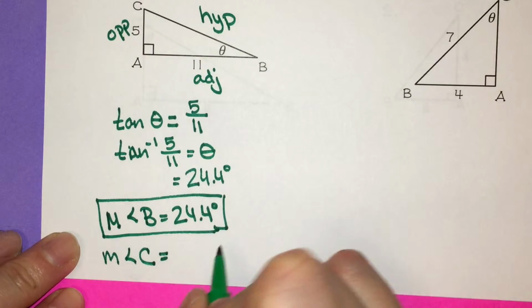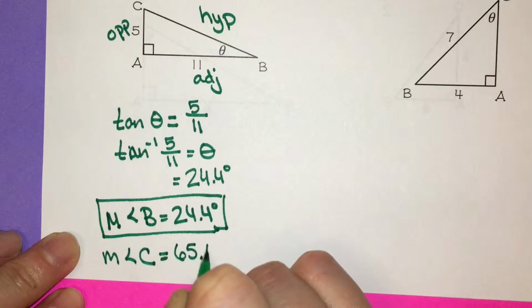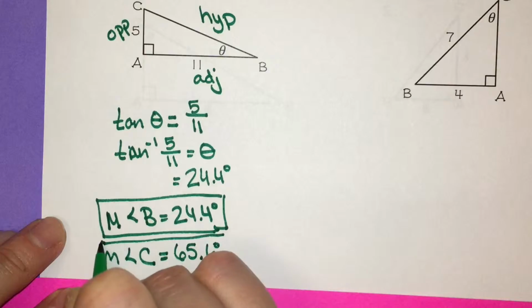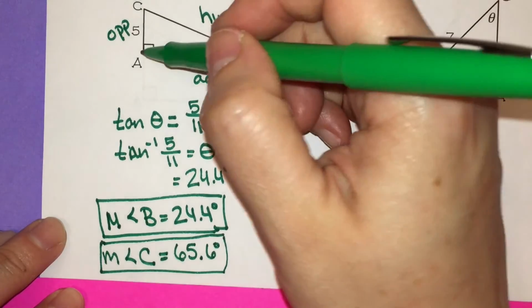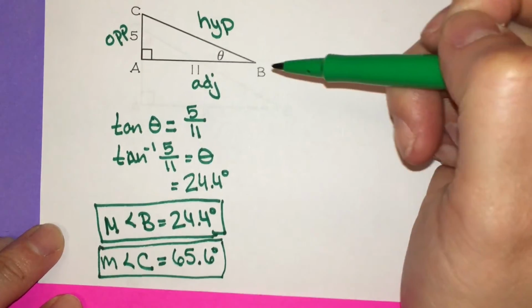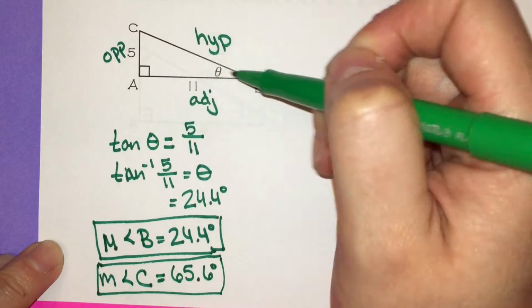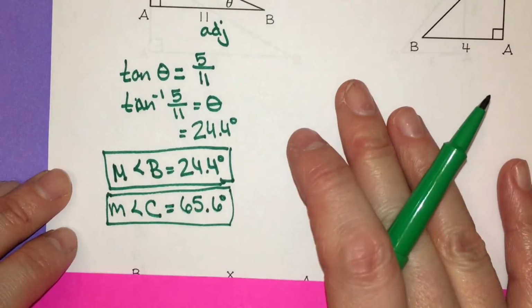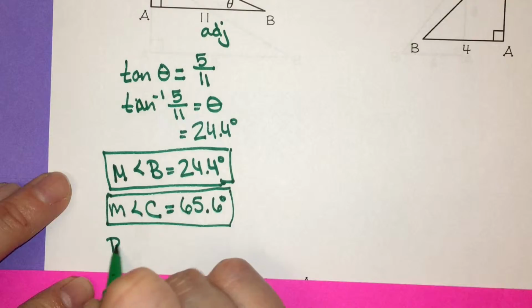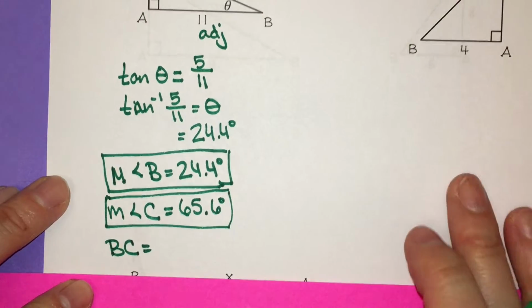And I get 65.6 degrees. Okay, so I know all the angle measurements because I know this one's 90. I know two of the sides. I need to find the side length BC. I need to figure out what side length BC is equal to.